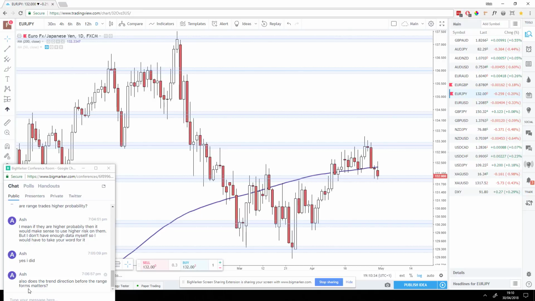Ash, does the trend direction before the range forms matter? No, not really. Sorry, I didn't notice that question, but going back to what we were talking about with range-bound trades, no, not really. A range is the end of the trend, so the trend going into the range doesn't really matter anymore.